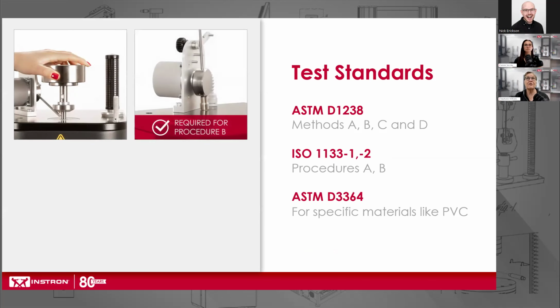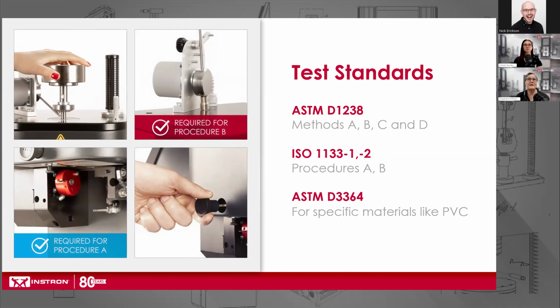Test standards: there are two big standards, ASTM D1238 and ISO 1133-1 and -2. There are other test standards that are driven for specific materials, such as ASTM D3364, which is specific to the melt flow testing of a material like PVC. Within the ASTM and ISO standards, there are different test methods to be used, method A and method B, and in the ASTM standard, we have method C and method D.